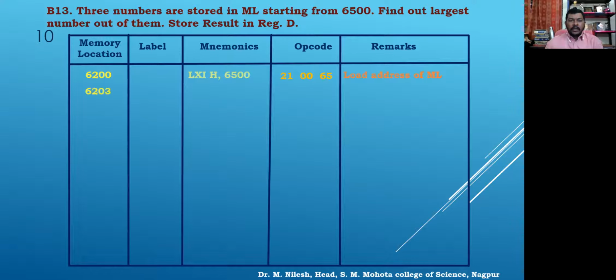Next, we have to load the counter. So we are loading the counter in register B. We have put 03 over there because only three numbers are to be checked. Now the opcodes are 06 and 03. Load the counter. Then in the next instruction, what do we have to do?